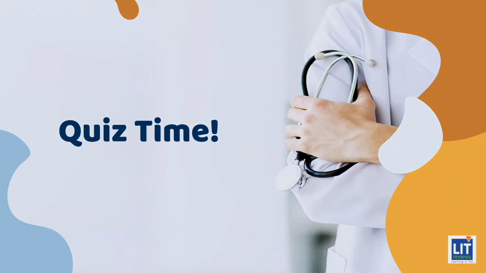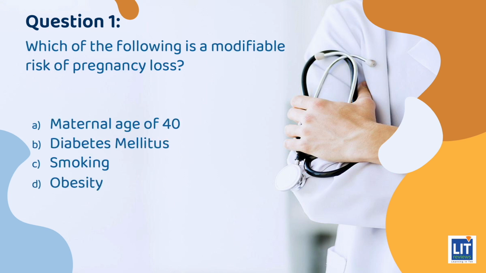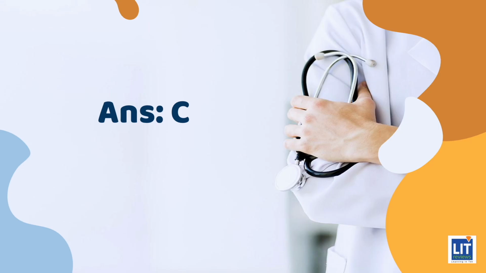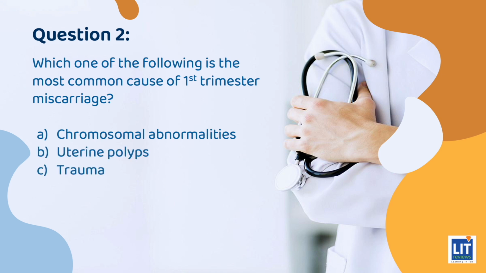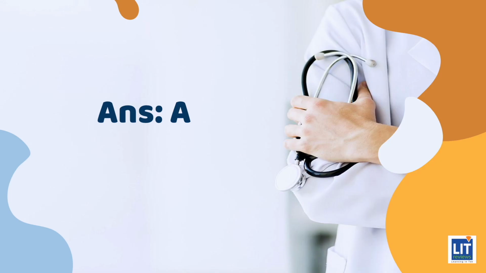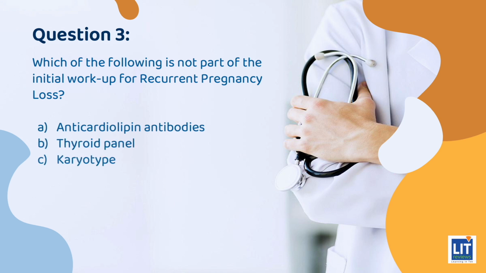Quiz time. Question 1. Which of the following is a modifiable risk of pregnancy loss? Question 2. Which of the following is the most common cause of first trimester miscarriage? Question 3. Which of the following is not part of the initial workup for recurrent pregnancy loss?